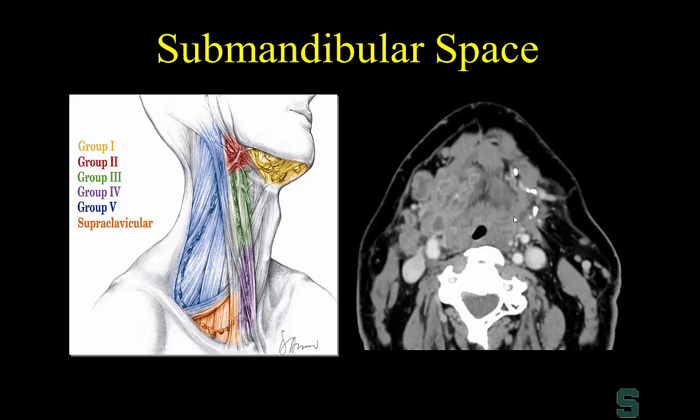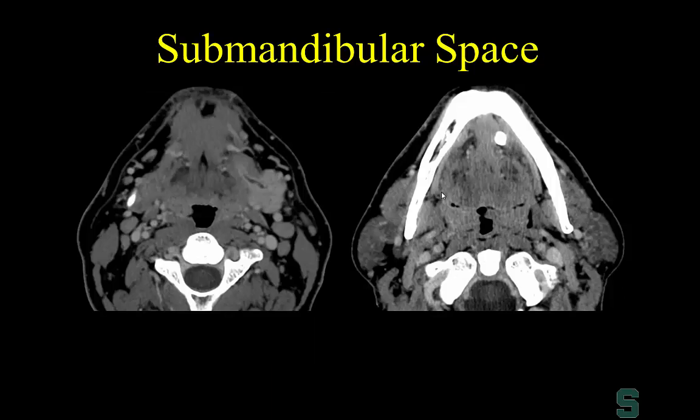By far and away, the largest component of the submandibular space are going to be the lymph nodes. So the lymph nodes are located in the submandibular space. These are what's referred to as the level 1 or the group 1 lymph nodes. The second most common thing that you'll see is pathology involving the submandibular gland. So remember, the submandibular gland is located in the submandibular space.